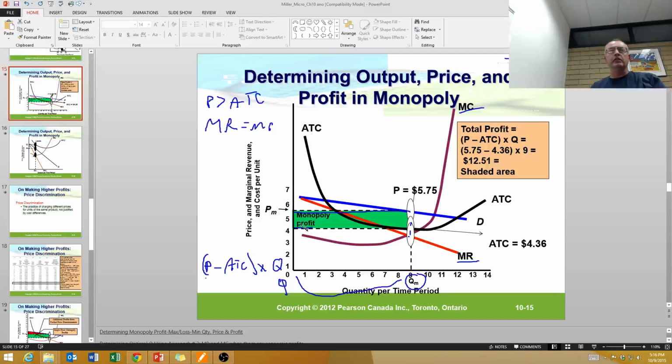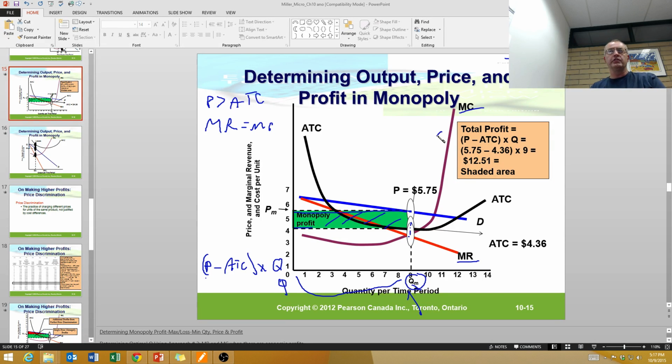Anyways, so here the economic profit is represented by this green box, because the price on the demand curve exceeds average total cost at this profit maximizing quantity. And as we mentioned before, monopolists are able to earn economic profits because there can be barriers to entry to that industry.